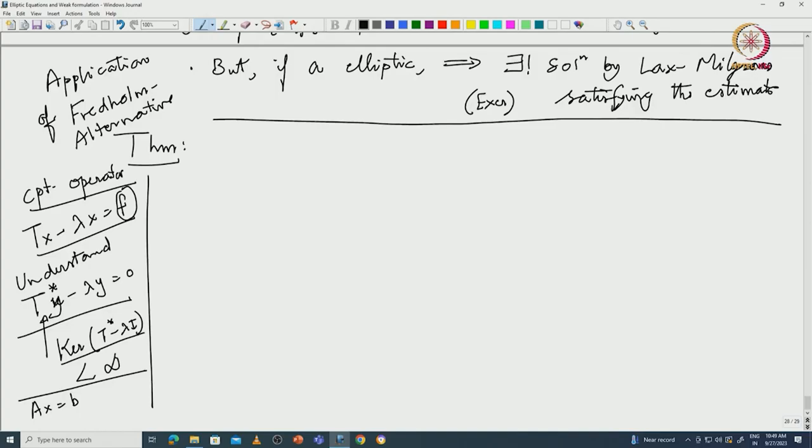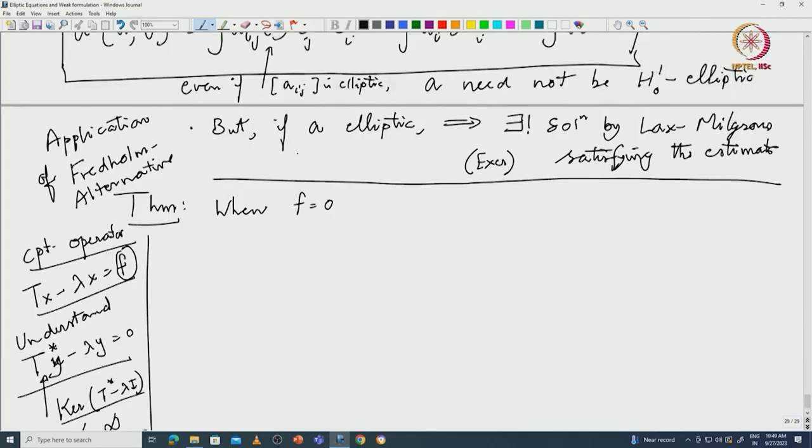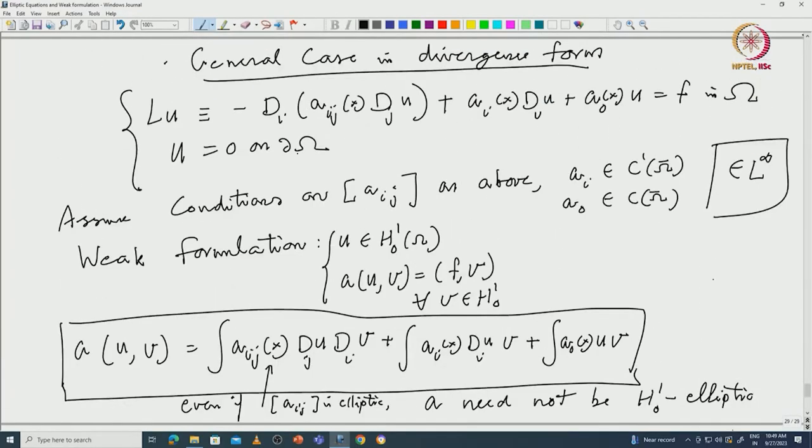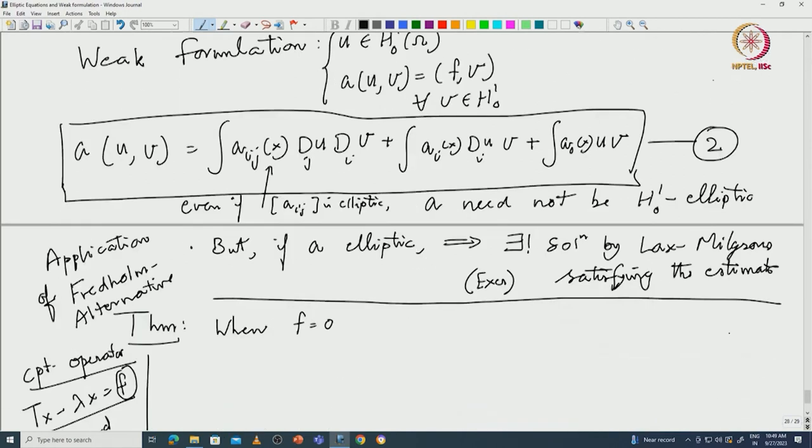Okay, so we have to understand the homogeneous equation. So that is what we are going to study, when f equal to 0. Let me give some numbers here. So maybe this I will call 1, and this weak formulation I will call 2. Always the strong form is 1, the weak form is 2.